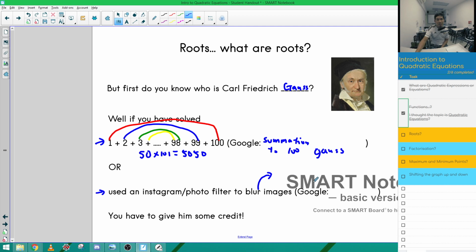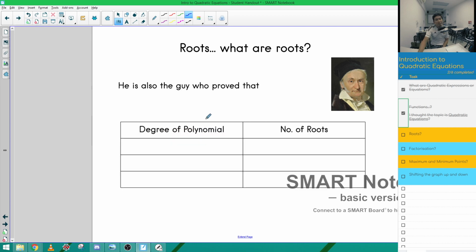So if you want to look this up, sorry, there's a watermark here, so I'm going to write this over here. You can Google Gaussian blur. Yeah, he's the guy for the maths behind that. So why are we talking about Gauss? Why are we talking about all these kinds of things when we're supposed to talk about roots? So you know what? He was the guy who came up with this.